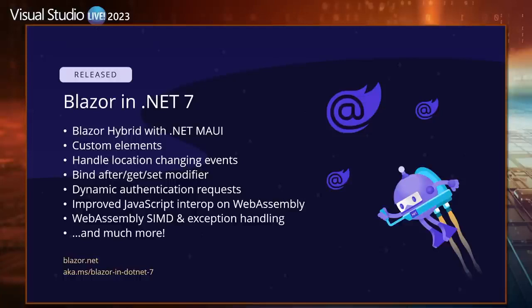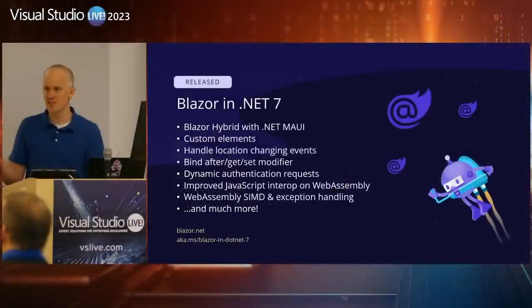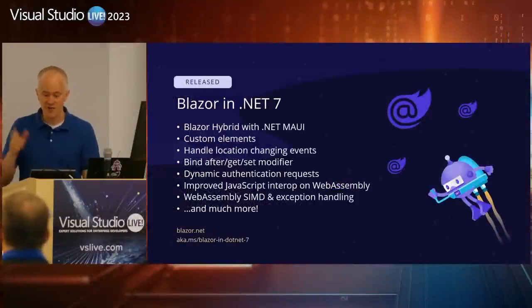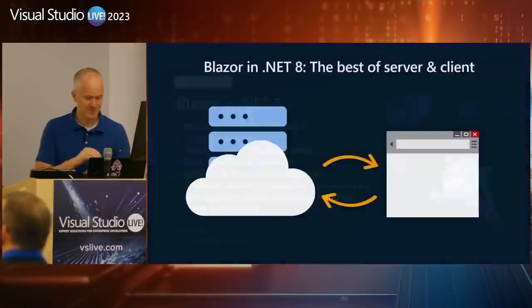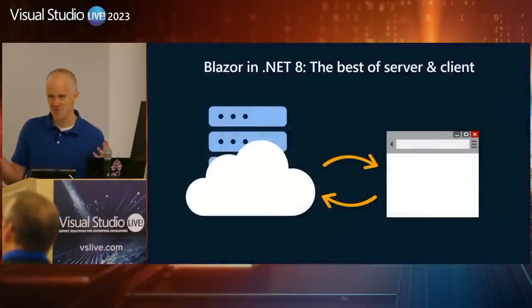At the WebAssembly layer, we also did a bunch of investments. We added new capabilities, like a new low-level JavaScript interop model, as well as support for the SIMD and exception handling WebAssembly standards. If you haven't already, I encourage you to go and try out Blazor in .NET 7 today. You just go to blazor.net, click Get Started, and go ahead and run through your first tutorial. If you haven't seen these new features from .NET 7, I encourage you to go check out Steve Sanderson's .NET Conf talk from last year. You can find that at aka.ms/Blazor in .NET 7.